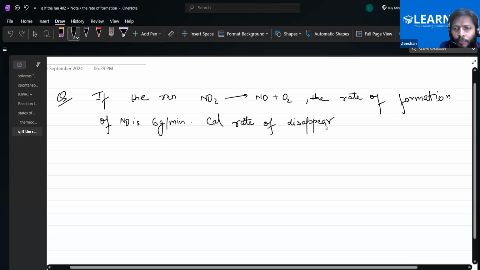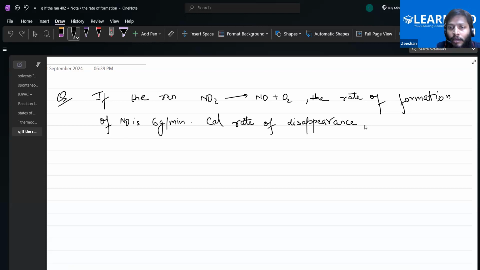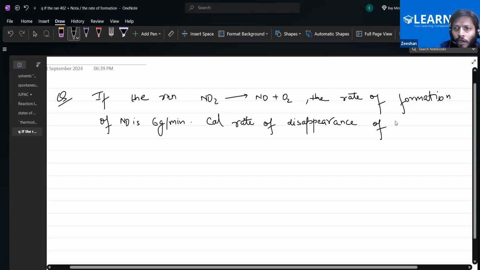So which will disappear, reactants or products? Products? No, products will appear since they are forming, and the reactants will disappear, right? Yes, sir. Disappearance of NO2. So find this out. Let me know what the answer would be.